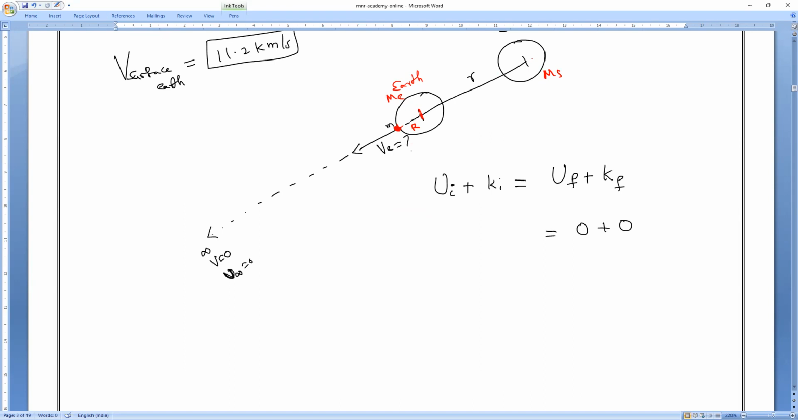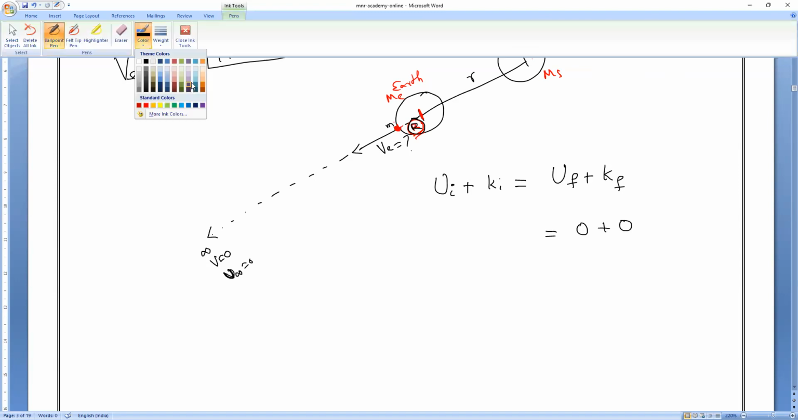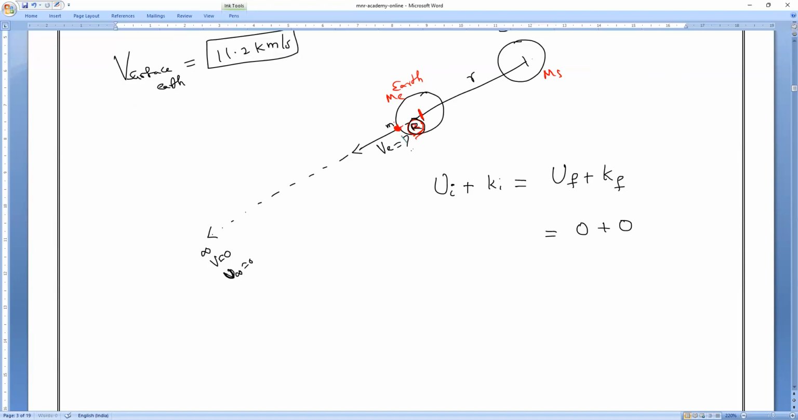So what is the distance between the earth and the small m mass? Anybody can tell? It is R, the radius. What is the distance between small m and the sun? It is R plus r. Am I right or wrong, everybody? Will you all agree with me, guys? Yes, that is it.